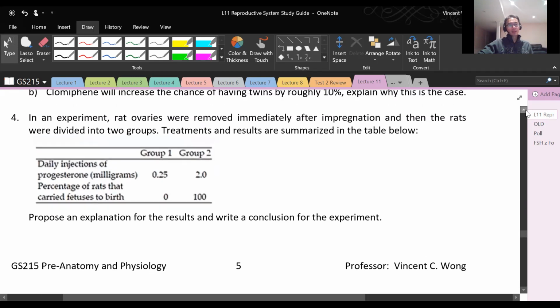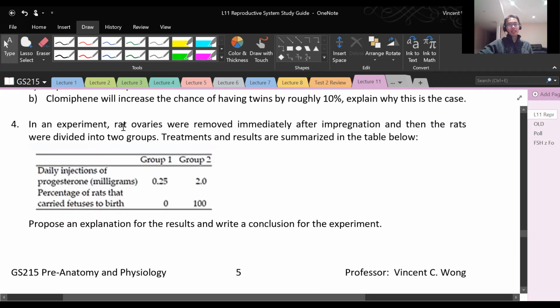Here is another application question. In an experiment, rat ovaries were removed immediately after impregnation, and then the rats were divided into two groups. Treatments and results are summarized in the table here. Propose an explanation for the results and write a conclusion for the experiment. So let's take a look at what happens here. In both of these groups, the ovaries are removed. And then what happens?